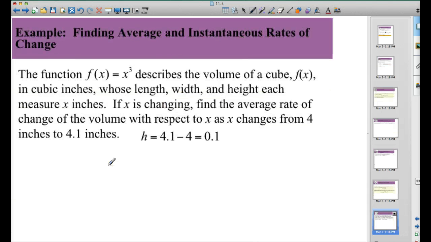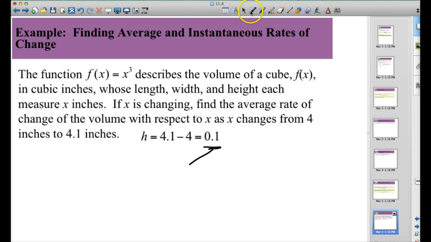A function f of x equals x cubed describes the volume of a cube, f of x in cubic inches, whose length, width, and height measure x inches. If x is changing, find the average rate of change of volume with respect to x as x changes from 4 to 4.1. So, in other words, h is 0.1.